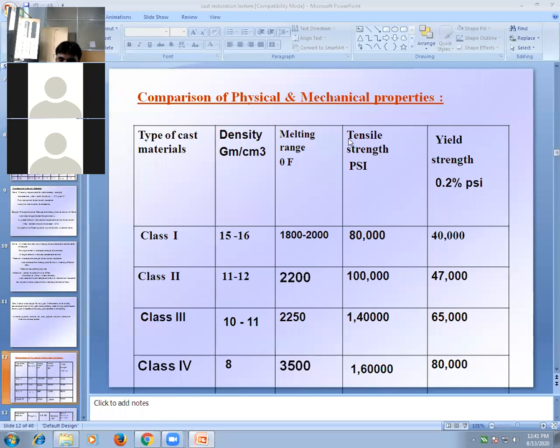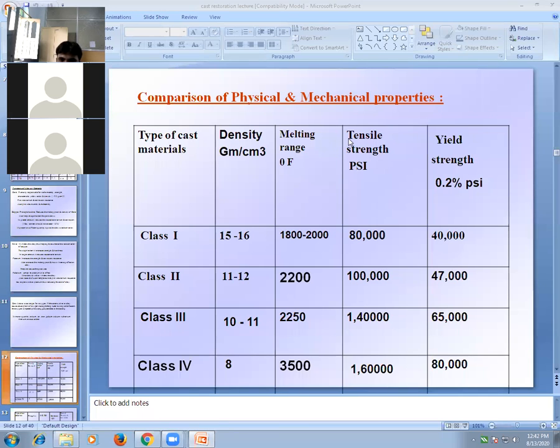So when you prepare this as a chart, it will be very easy to remember, right? So here the density is going on decreasing from class 1 to class 4, while the melting range goes on increasing from class 1 to class 4, right? And also the tensile strength is increasing from 80,000 to 1 lakh 60,000.